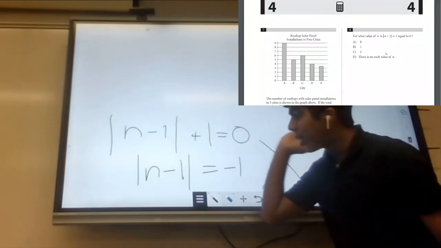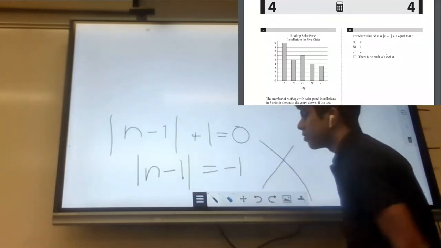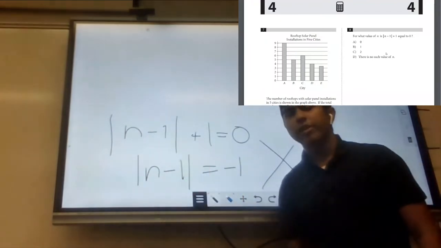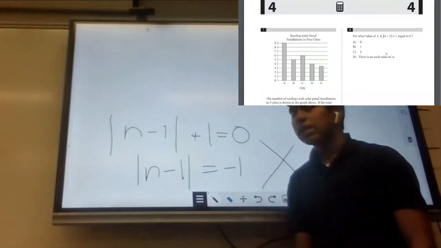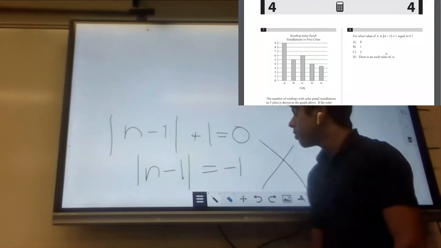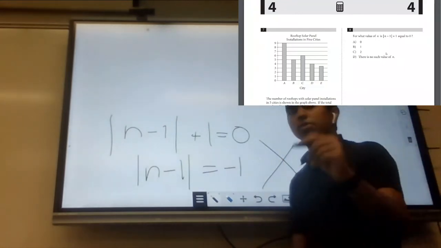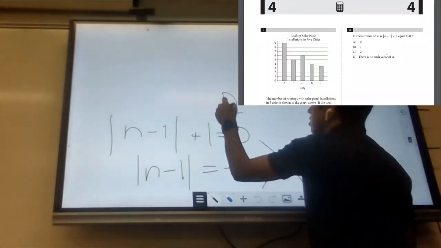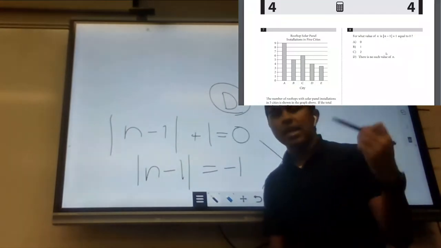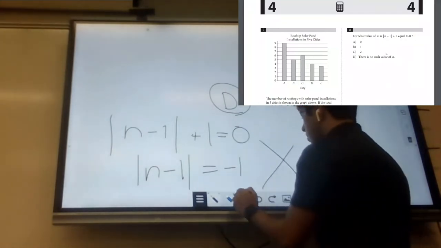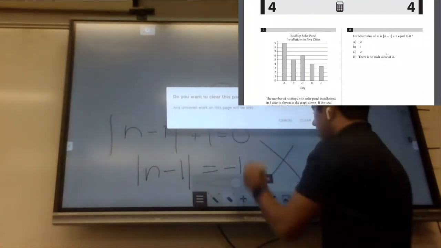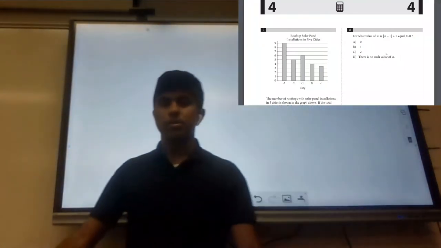It doesn't matter whatever you put in here. You can put 0 in here, 0 minus 1, negative 1. Absolute value of negative 1 is 1, not negative 1. It will not give you an answer. There are no solutions, no values. So our answer is choice D, no values of n. Choice D, and we can keep going to the next question. All right.